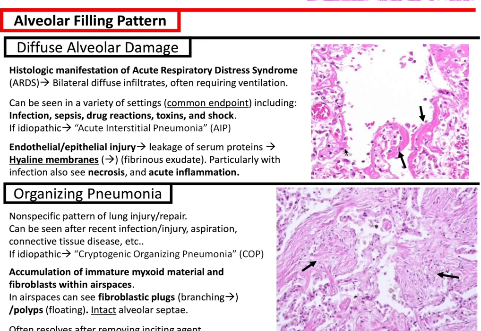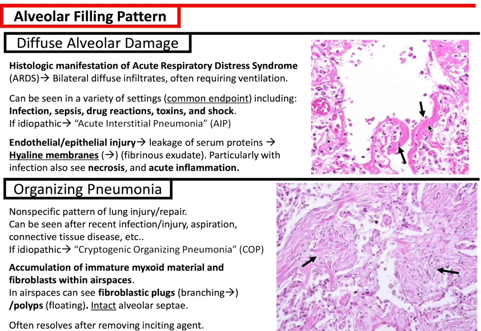Histologically, you'll see endothelial and epithelial injury leading to leakage of serum proteins. Over time, that'll lead to hyaline membranes, and you'll see fibrinous exudate. Particularly with infection, you'll see necrosis and acute inflammation as well. And here's that hyaline membrane that we can see.